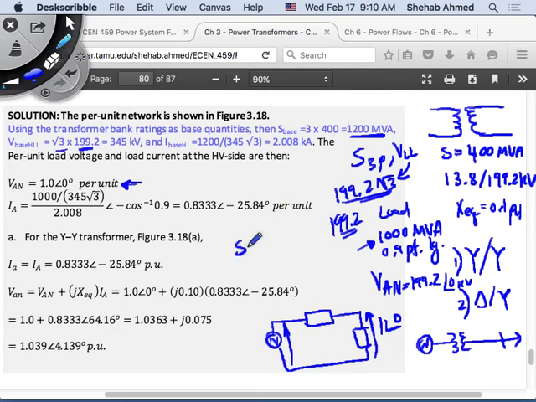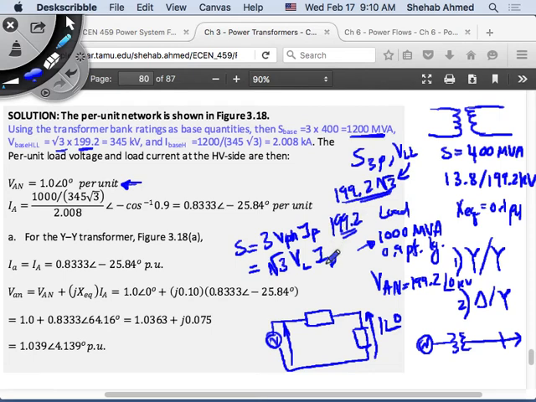Because remember, S is equal to 3 V phase times I phase, and this applies for actual quantities or base quantities. S base is equal to 3 V phase base times I base. I base doesn't matter if it's line or phase because we're talking about star connected systems here. Or it's equal to square root of 3 V line times I line, and again it doesn't really matter because it's a star connected system.